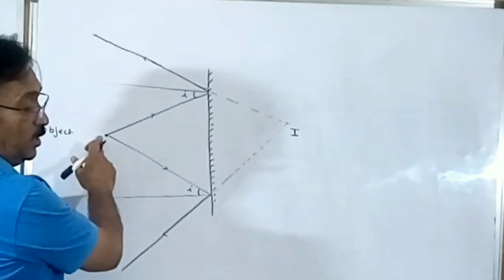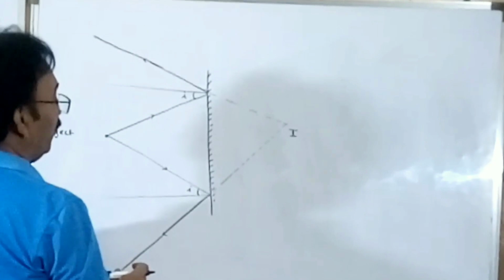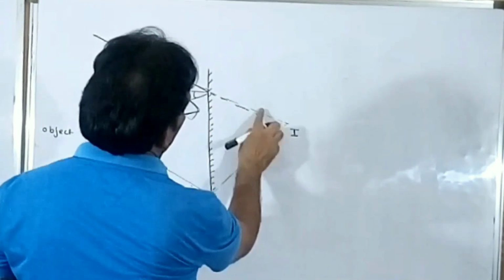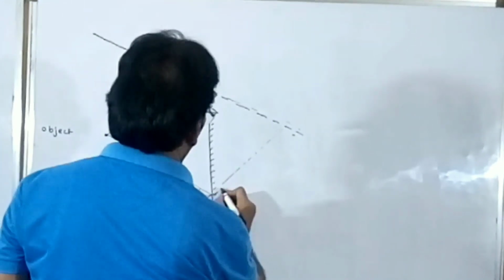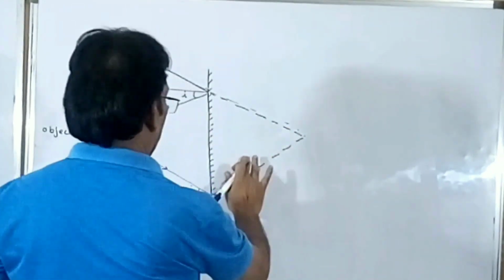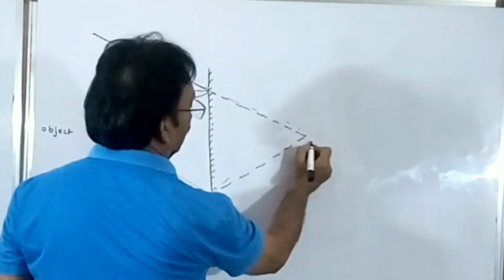It is a real object and it is a virtual image. Already I told you I am very bad at drawing. If I redraw the same thing, it appears to be like this. If I take the scale in a proper way, it might be like this. It is the image.